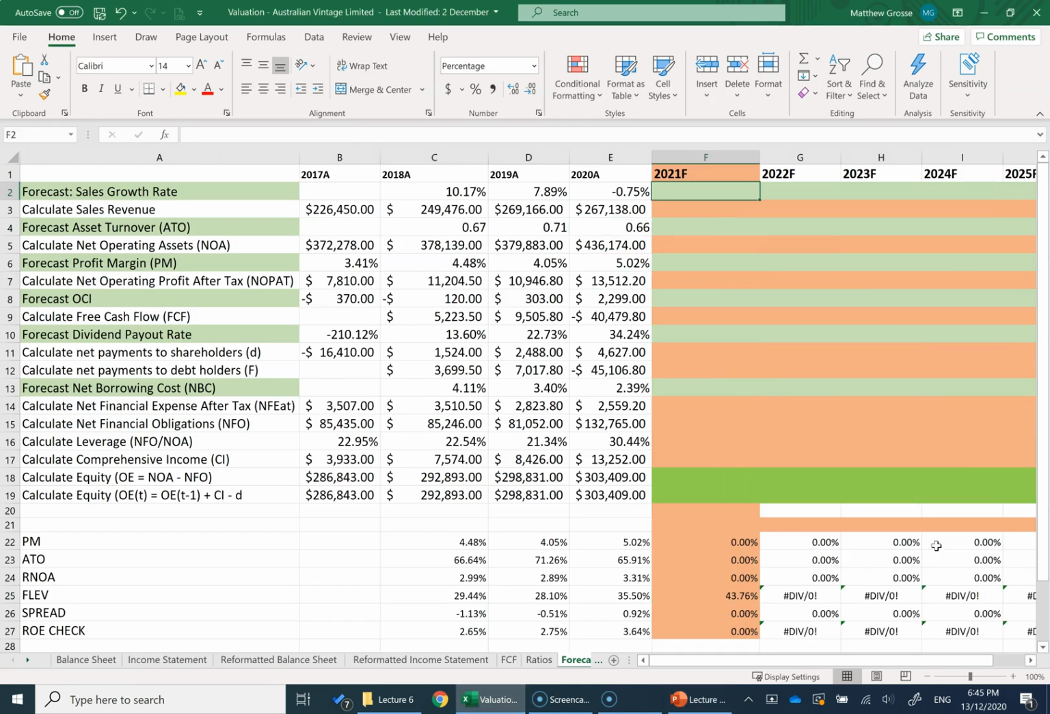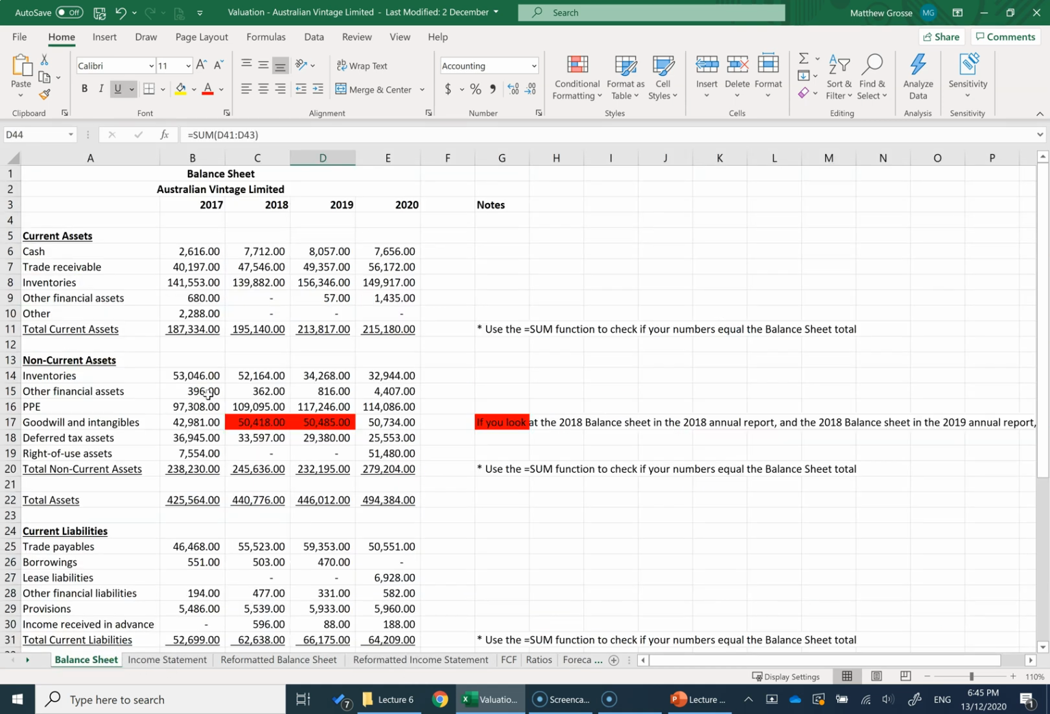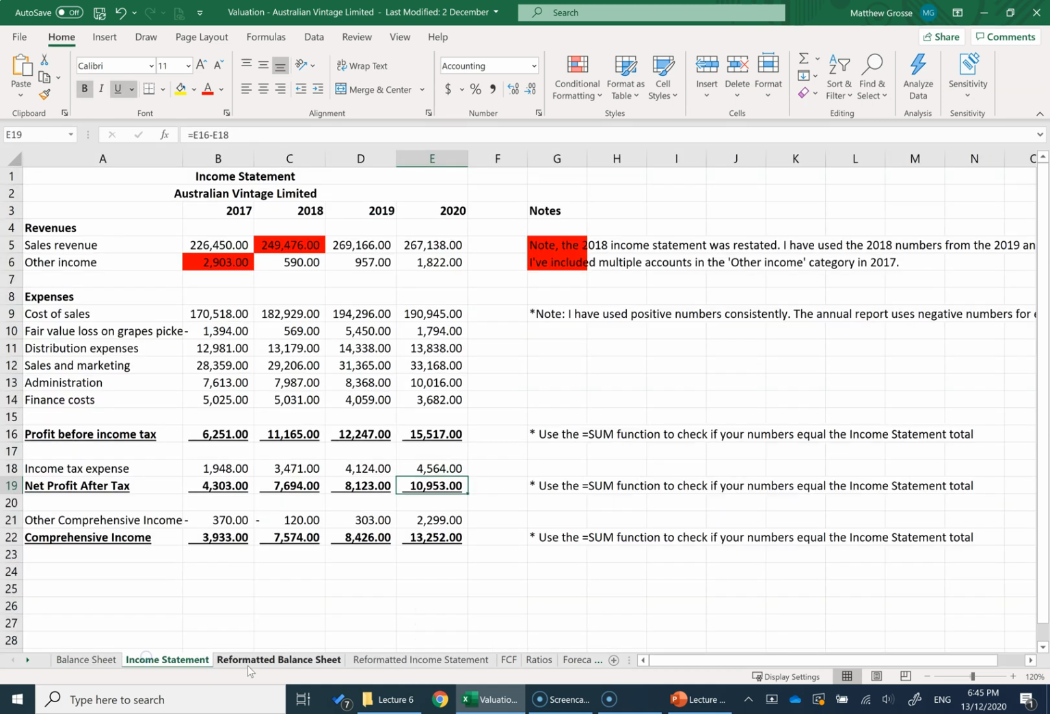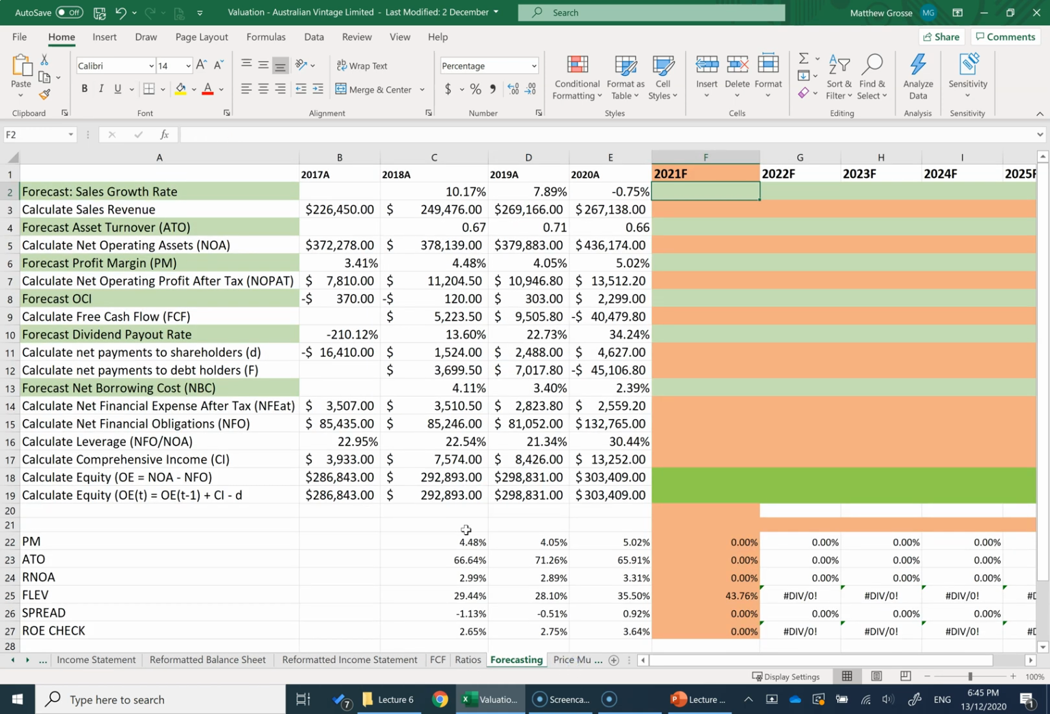So here I have the Australian Vintage Limited spreadsheet that I've been using. And in the previous tabs, I've entered in the balance sheet data, the income statement data. I've reformatted the balance sheet and reformatted the income statement and then calculated the free cash flows and ratios. So we've looked at all the historical information. Now we're going to be starting to use that historical information and our knowledge of the business to build the forecasting template.